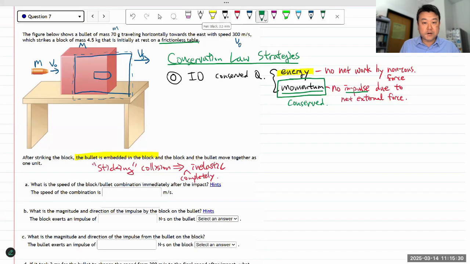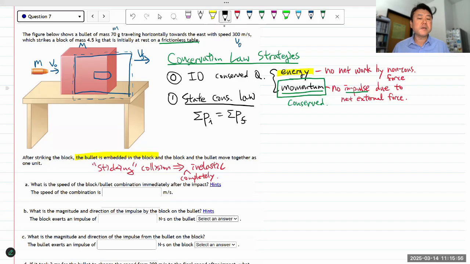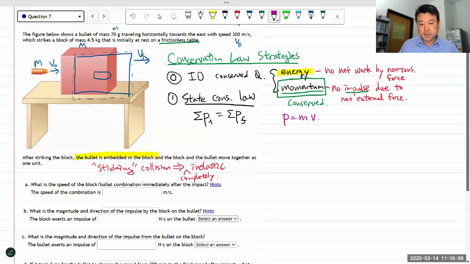Then the first and maybe the only step is you write down the conservation law statement. So state the conservation law. By which I mean, you say your total initial momentum is equal to total final momentum. And the rest, hopefully you remember the definition of momentum, and you can write those down in terms of the quantities that are in the problem. So let's do that. The definition of momentum is mass times velocity.